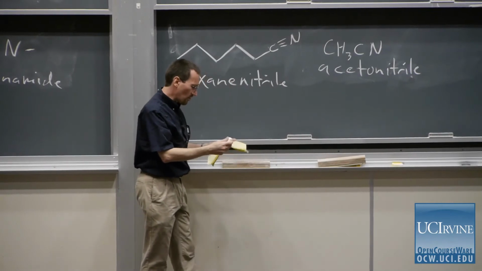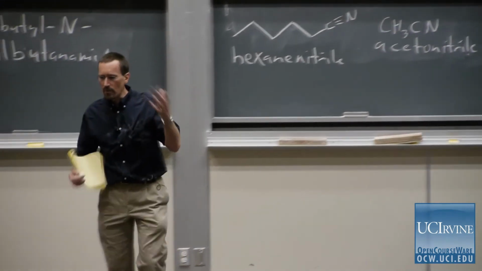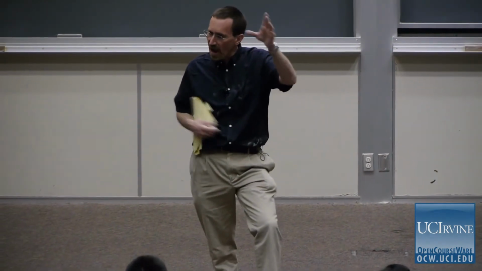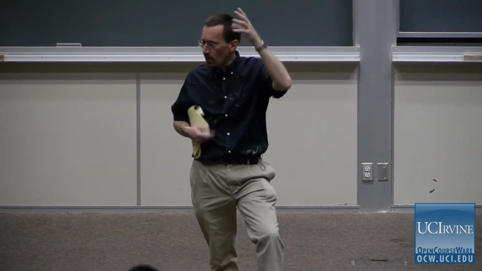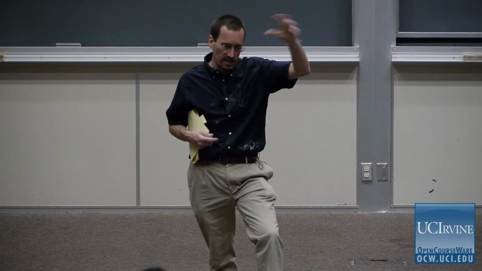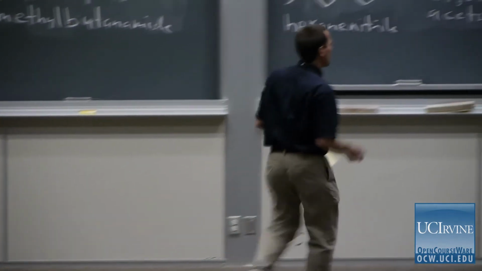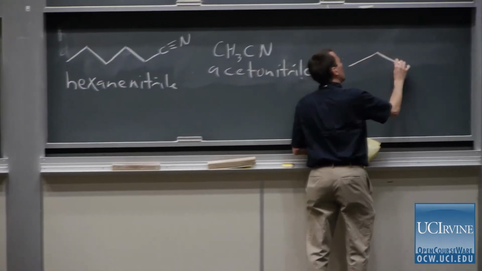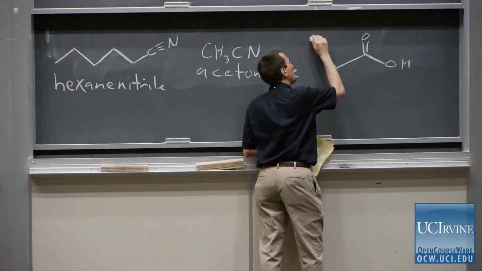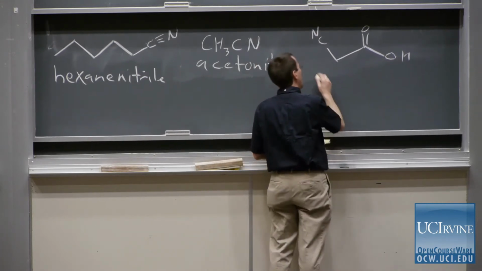And let's see, I'll give you one more example. One of the things that we saw when we were talking about naming carboxylic acids was that when you have different groups, some of them will have lower priority. So in general, carboxylic acids have higher priority than ketones and aldehydes. And nitriles have lower priority than carboxylic acids. So if you have a nitrile group and an acid group, you end up naming it as the substituted acid. So this one is commonly called cyanoacetic acid.